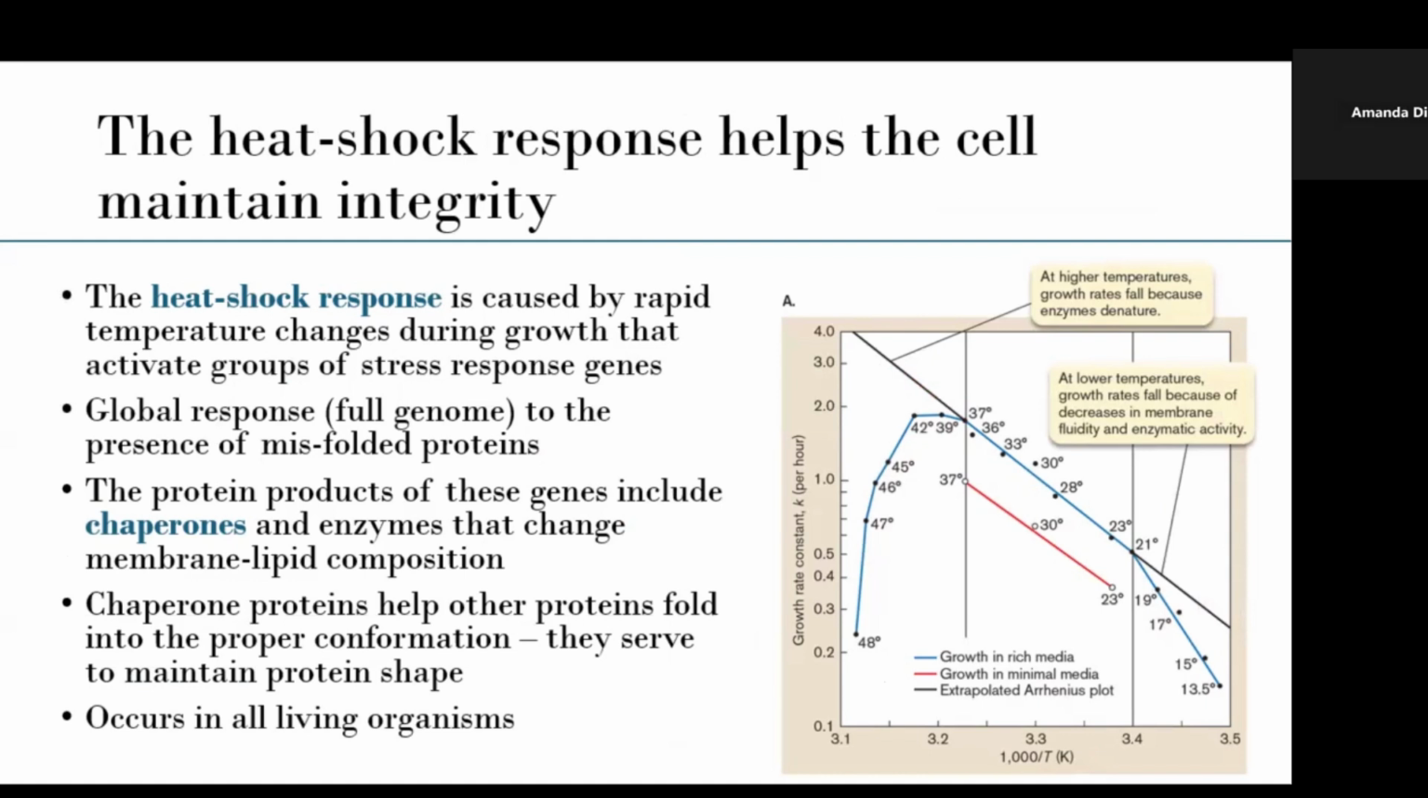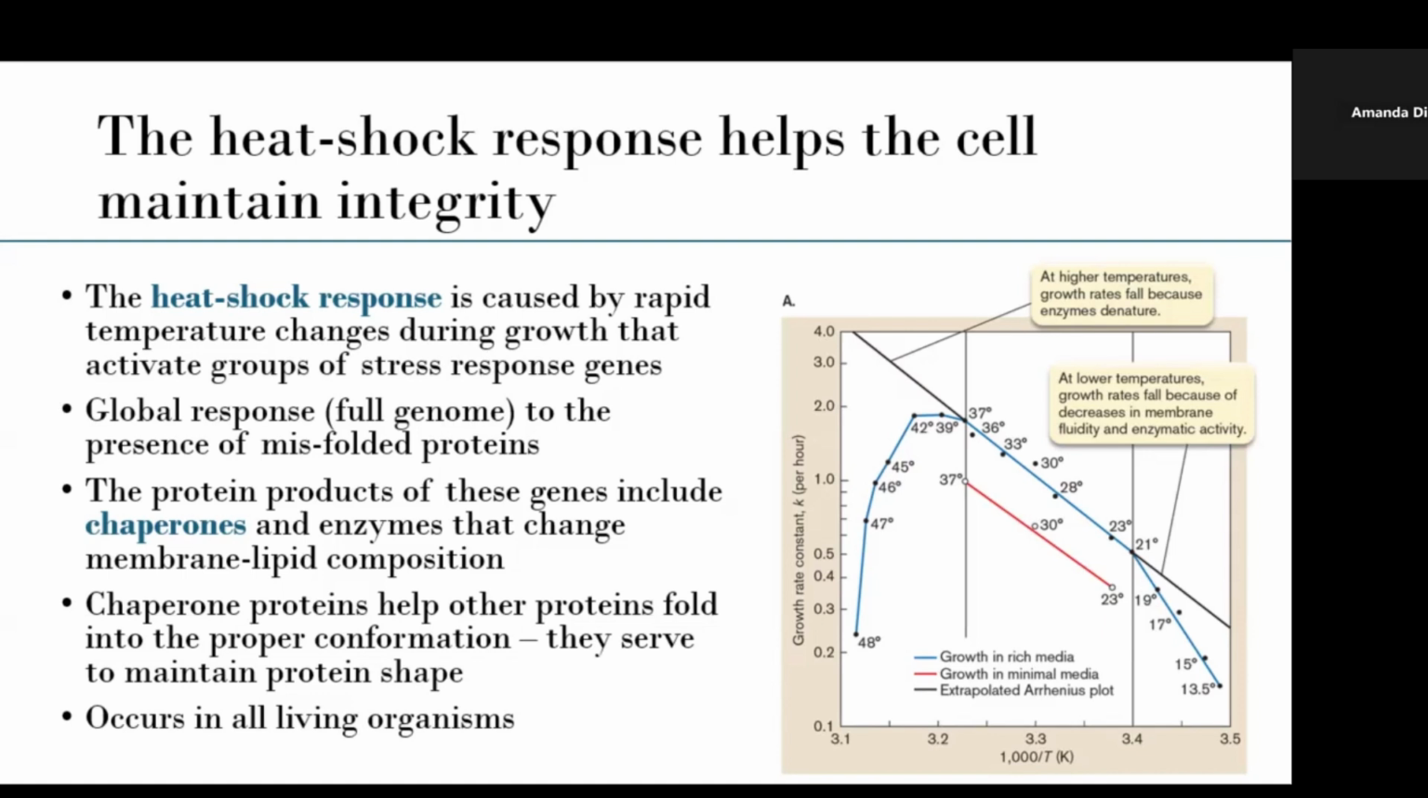The heat shock response is a global response. This is a term that's often used in bacterial genetics. Global means we are affecting many different sets of genes, not just, like, these are heat response genes. No, we're going to talk about membrane genes. We're going to talk about DNA replication and transcription and translation genes. We're going to talk about tons of other genes being affected now. So it's a global response.